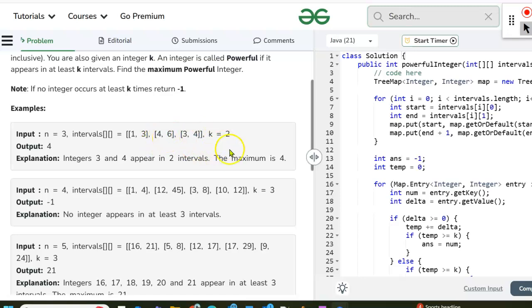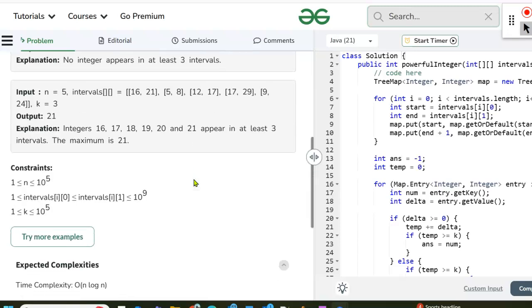Actually, all the numbers from 1 to 6 are represented here, but 1 and 2 only occur in this interval. Now 3 occurs in this interval and this interval, so that's 2. 5 and 6 only occur in this interval. 4 occurs in the middle interval as well as the last interval, so that's 2. And the maximum is 4.